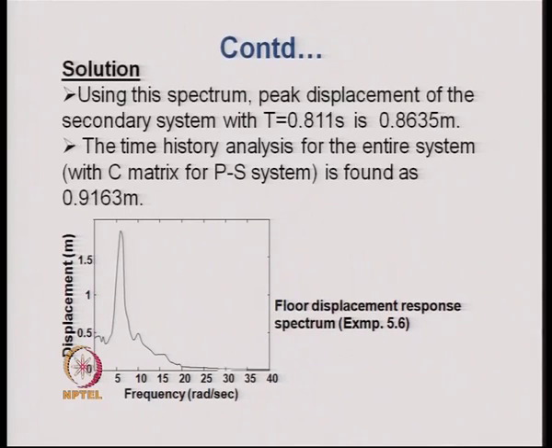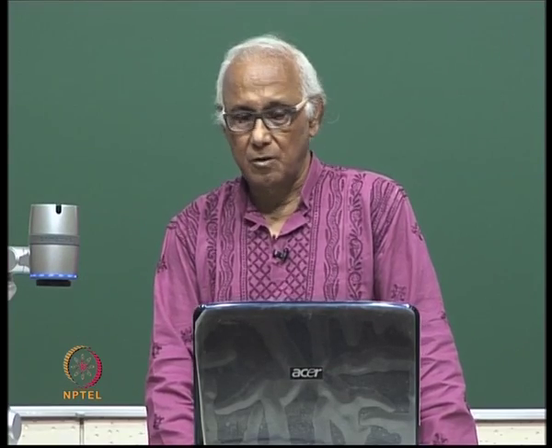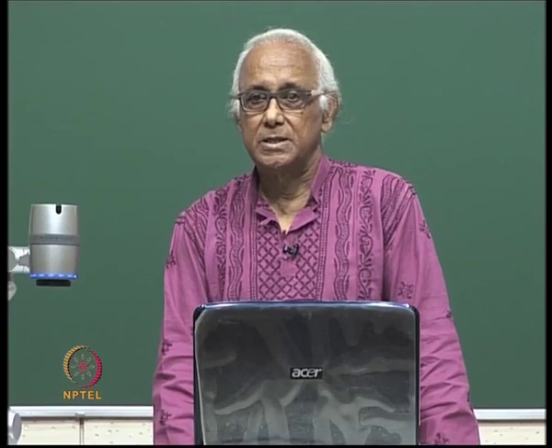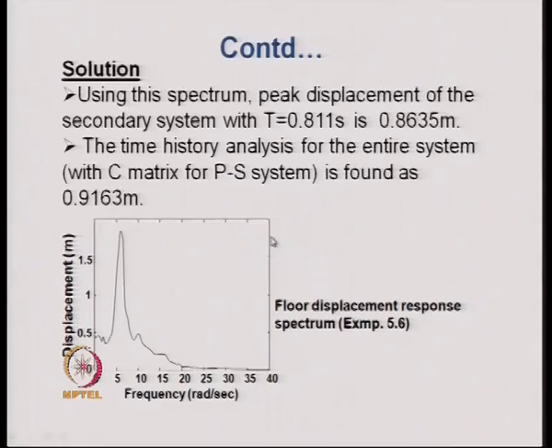So, with that C matrix and considering the total K matrix of the system, that is, in obtaining the K matrix of the system, we include the degree of freedom at the top of the cantilever. So, with that K matrix and with that C matrix and the corresponding M matrix, one can perform a time history analysis for the entire system subjected to the ground acceleration at the base. The result of that provided a maximum displacement of the cantilever as 0.9163.